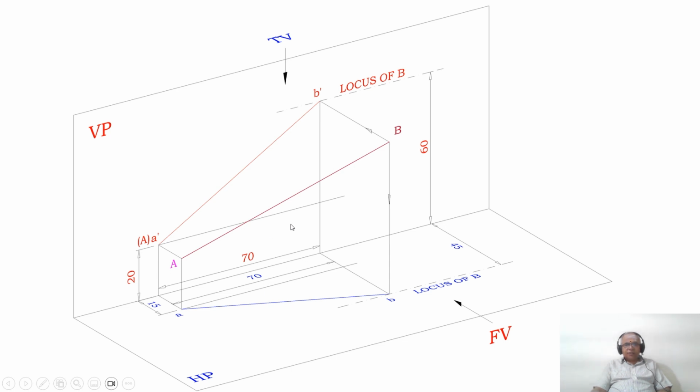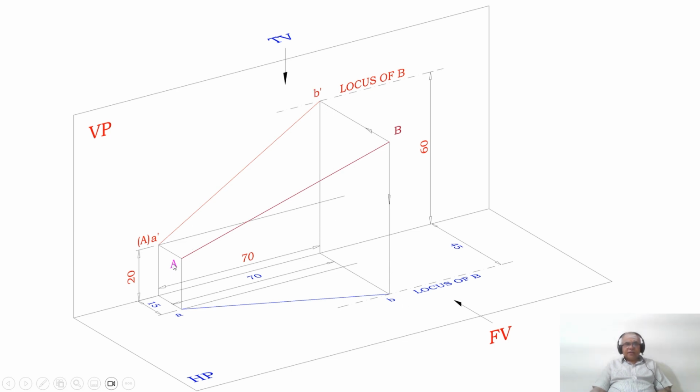Since in the vertical plane this distance is 70, in the horizontal plane this distance is also 70. Therefore, both in the front view and in the top view, they will lie on the same line. And since the front view end projector will lie on the locus of B here, and in the top view the distance between the end projector will be 70, which will cut the locus of B in the top view here. So this point will be B, and this point will be B dash. So where it cuts the locus of B in the front view and where it cuts the locus of B in the top view, these two points are called B dash and B respectively.